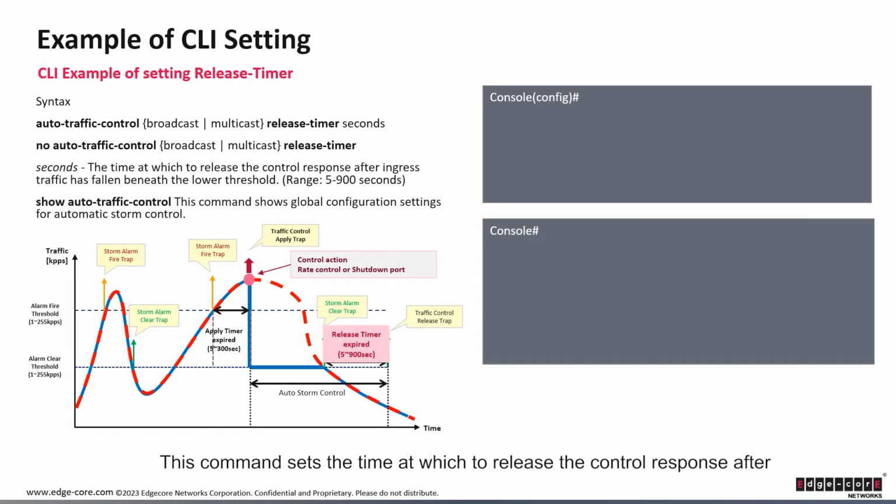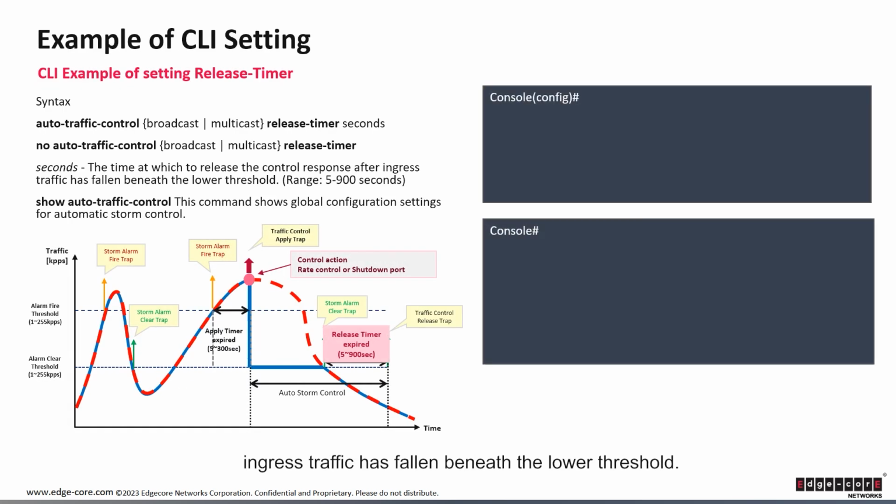This command sets the time at which to release the control response after ingress traffic has fallen beneath the lower threshold. In other words, the control response will be released when the timer expires, which starts when the rate control is in progress and ingress traffic drops below the lower threshold. If you want to remove the setting, please use the No form to disable this feature.